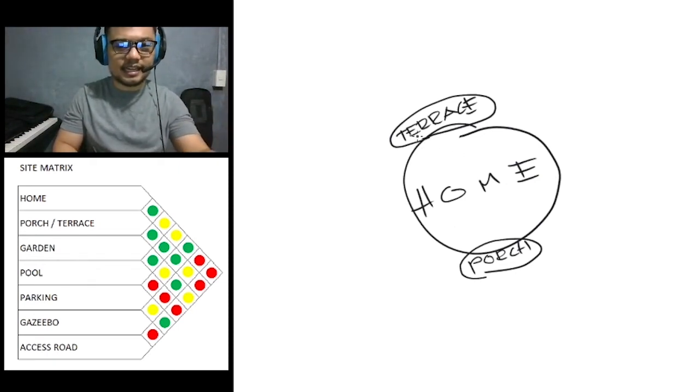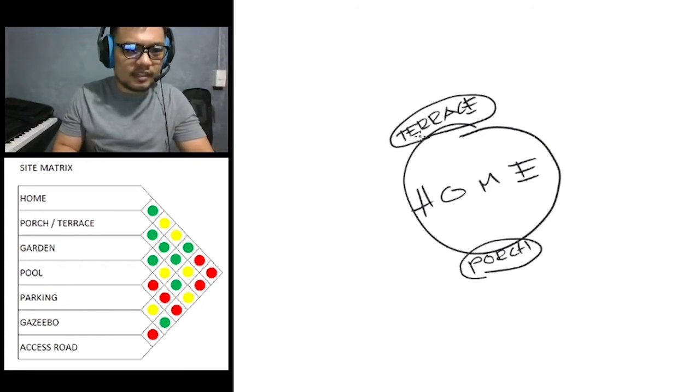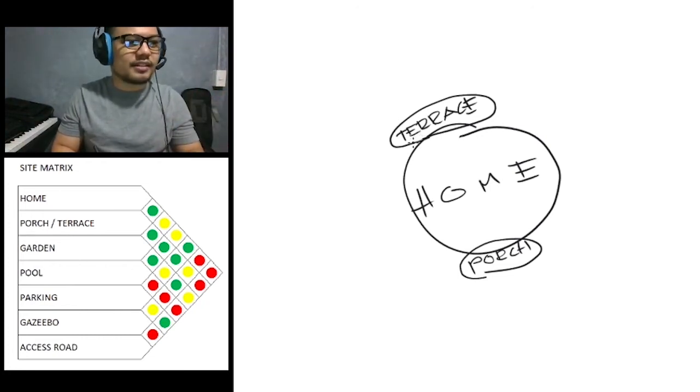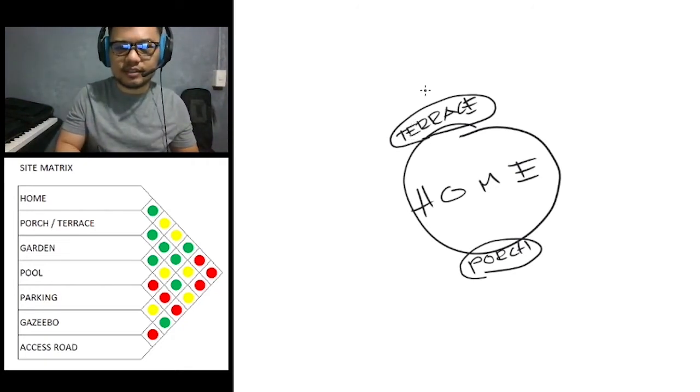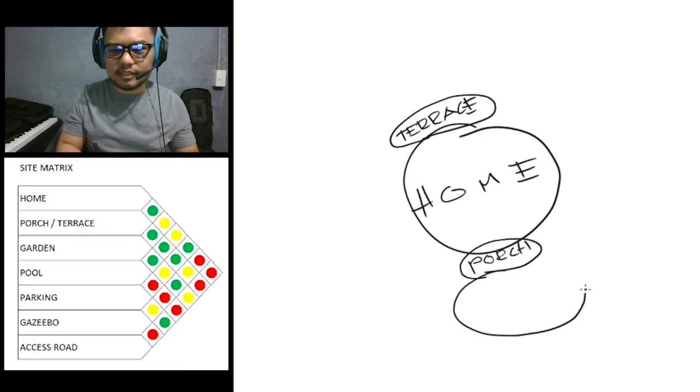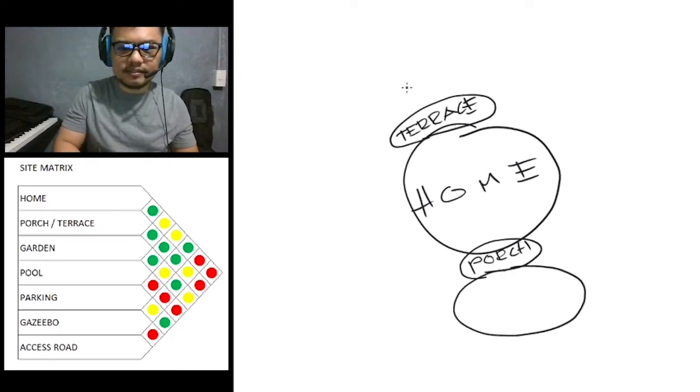So on the next item, we have the garden. Like I said, it doesn't have to be one garden. It can be multiple gardens. But in this instance, the garden is in direct contact with the porch and the terrace and is in indirect contact with the home. So how are we going to do that? Since it's going to be in direct contact with the porch and the terrace, we can make bubbles for gardens here.